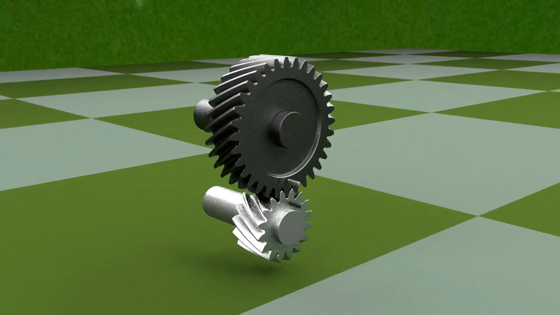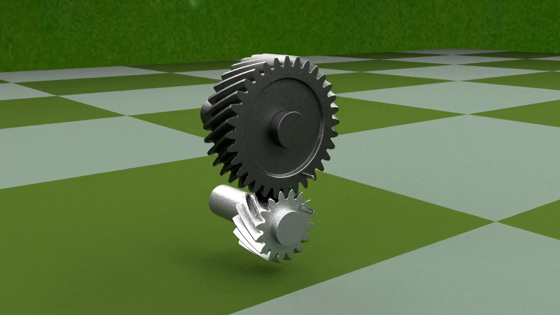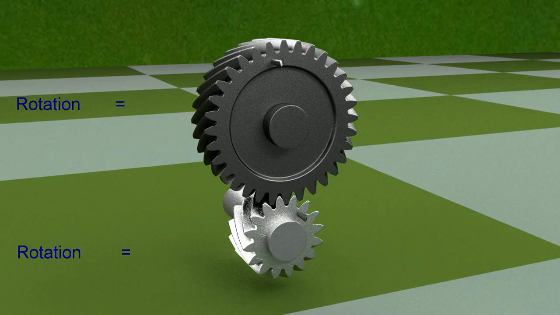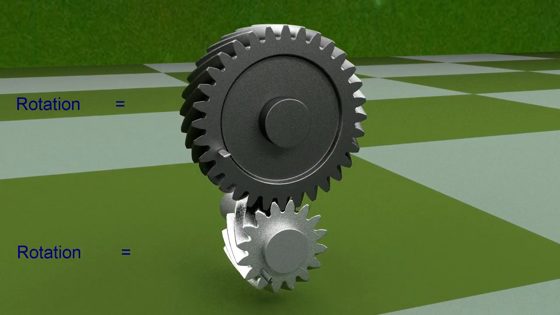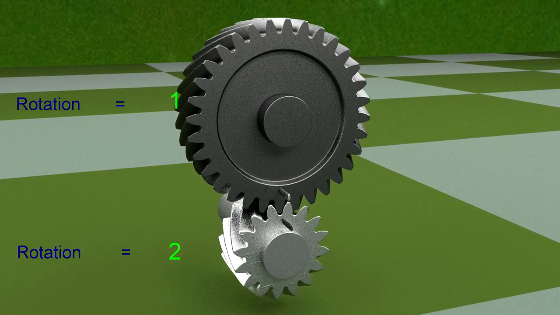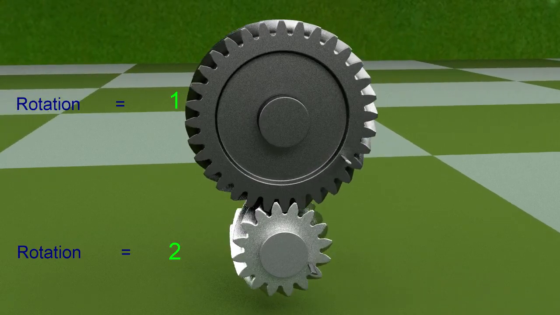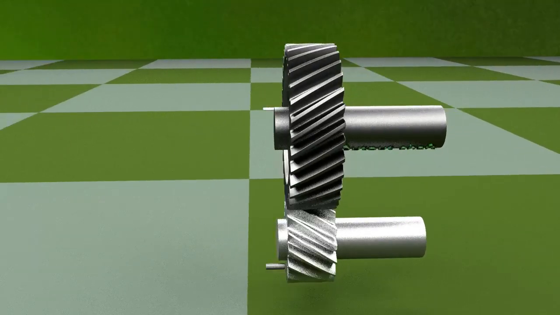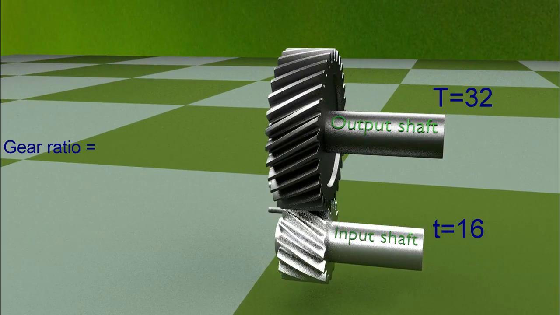Consider two gears which are in mesh with each other. The number of teeth on the larger gear is twice that on the smaller gear. Therefore, the smaller gear will have to make 2 revolutions for every 1 revolution of the larger gear, so that it can traverse all the teeth on the larger gear. That means the smaller gear is rotating at double the speed of the larger gear.